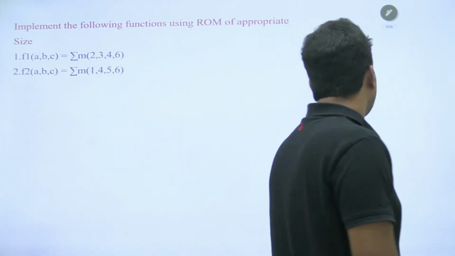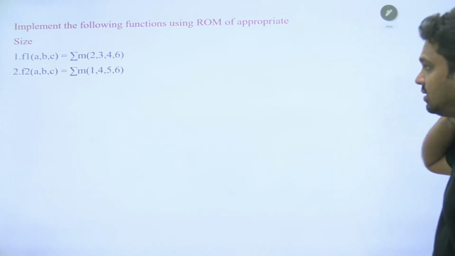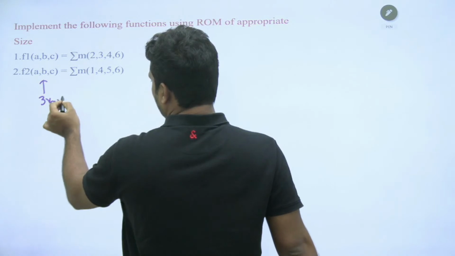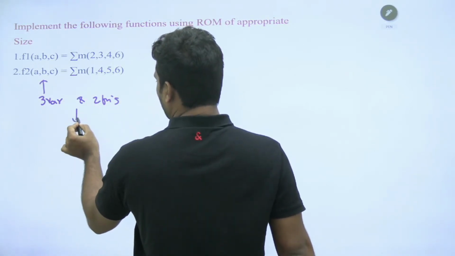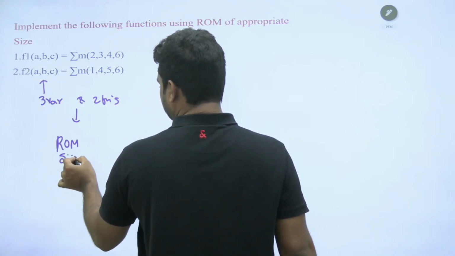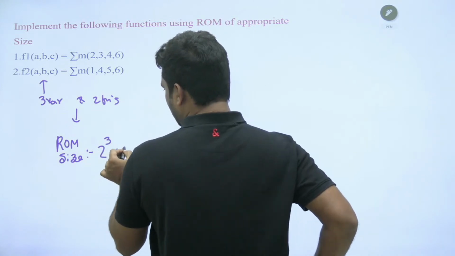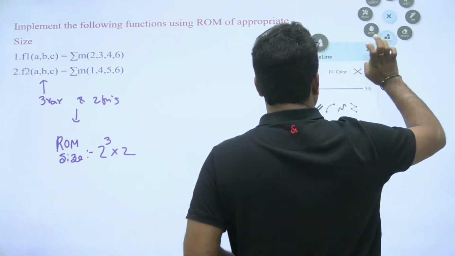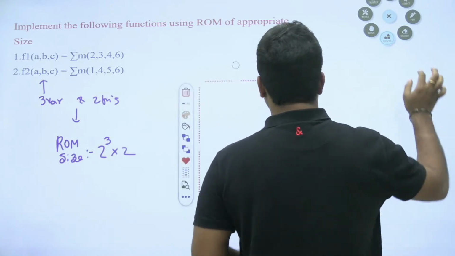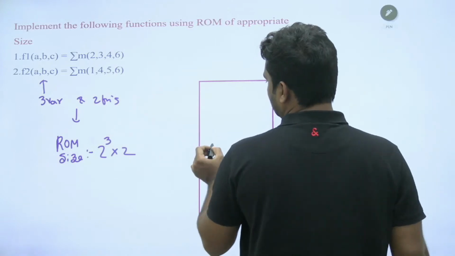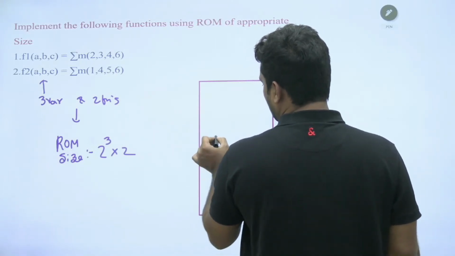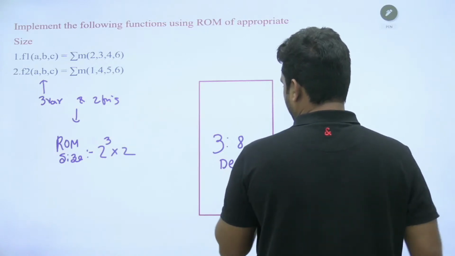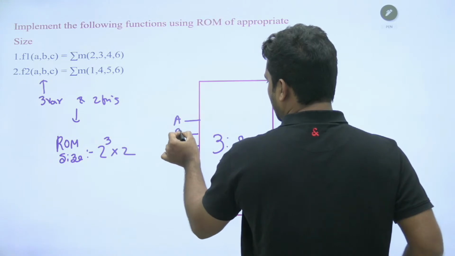So see this question: implement the following functions using a ROM of appropriate size. Here, 3 variables and 2 functions. What is the ROM size? 2 to the power of n by m. Okay. So take a 3 to 8 decoder, with 3 inputs A, B, C.